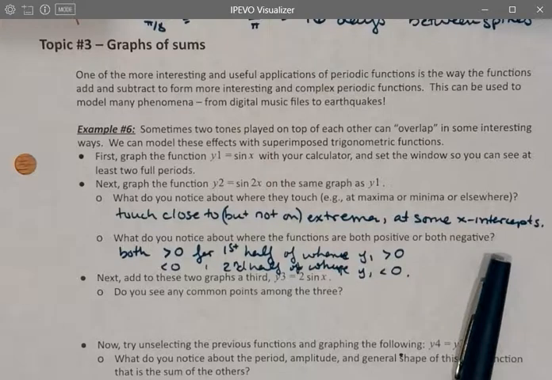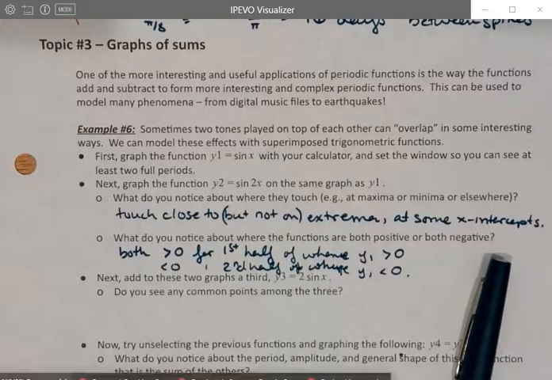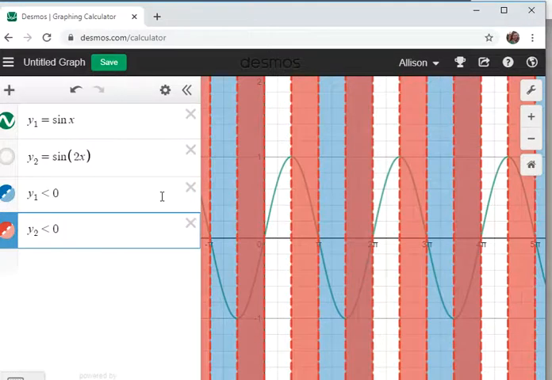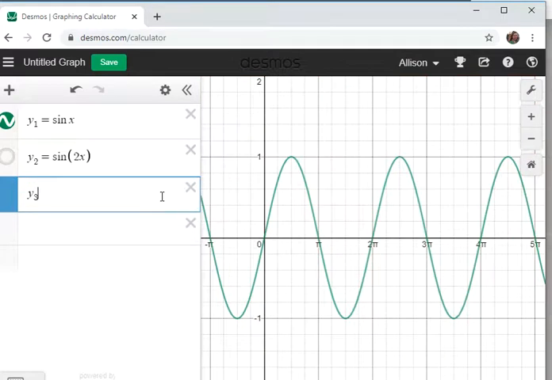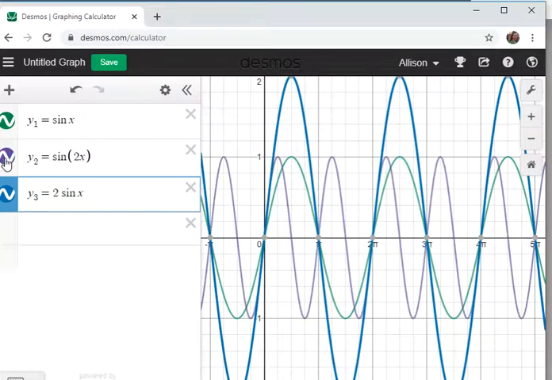Okay, next, add to these two graphs a third graph, y3, which is going to be 2 times the sine of x. Now, this is just a vertical shift, so it's exactly the same as the regular sine of x. It just got taller. So do you see any common points among these 3?